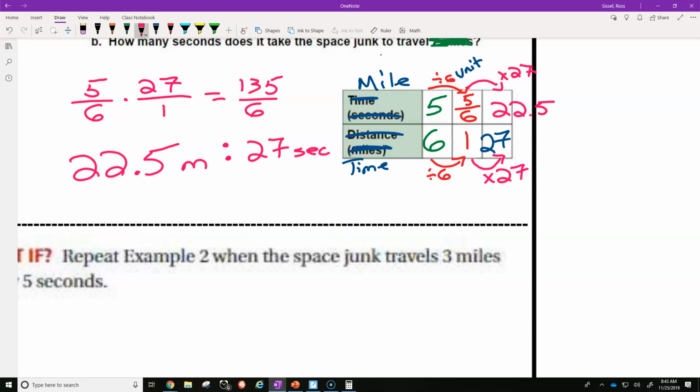Could I continue to use this information? What if I said I need to know how far that thing's going to travel in 1 hour? Could I do that? Yeah. We'd first find out how many seconds are in a minute and how many minutes are in an hour. So 60 times 60 is 3,600. We would multiply everything by 3,600. So we continue to work on this.